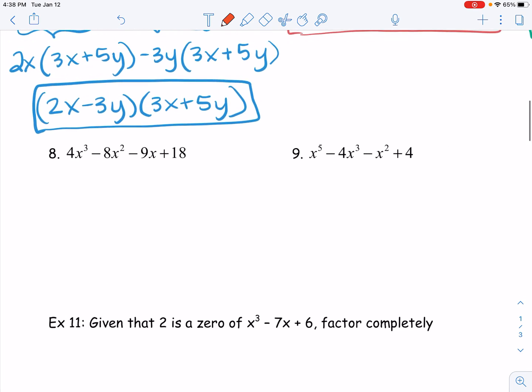So that means we're going to look at the first 2 terms and pull out a GCF. And we're going to look at the last 2 terms and pull out a GCF. The GCF in the first 2 terms is actually a 4x squared, leaving us with x minus 2.